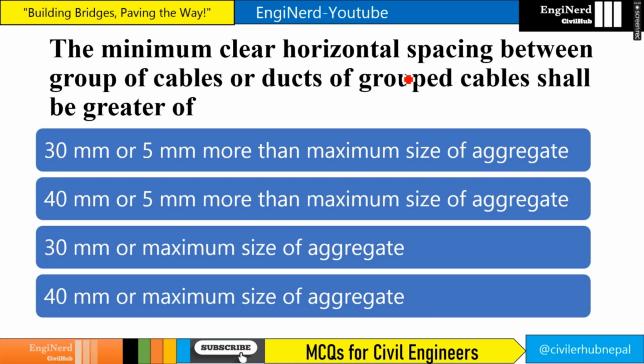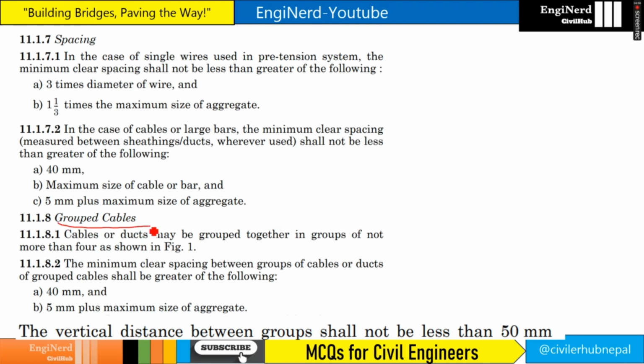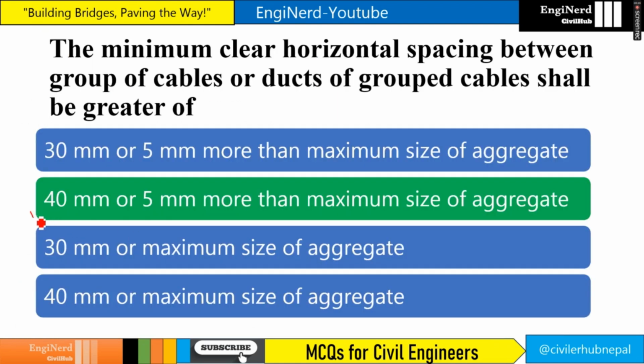Now again, the minimum clear horizontal spacing between the group of cables or ducts of grouped cables shall be the greater of. So it's asking about group cables, right? For the group cables, cables or ducts may be grouped together in groups of not more than 4, right? The minimum clear spacing between groups of cables or ducts of grouped cables shall be the greater of the following: 40 mm or 5 mm plus MSA, the maximum size of aggregate. So 40 mm for the group cables, or 5 mm more than the maximum size of aggregate.